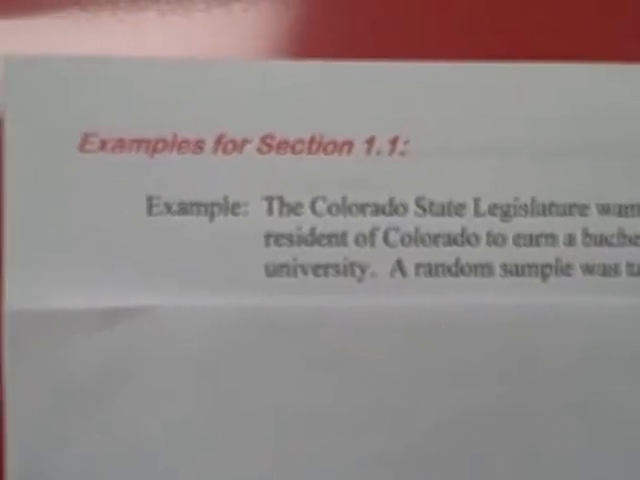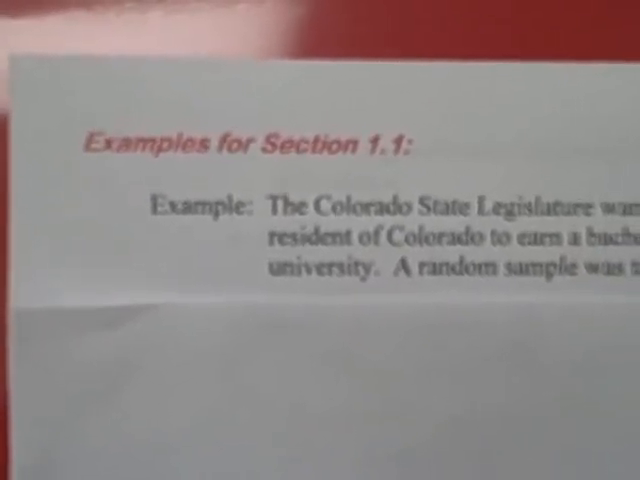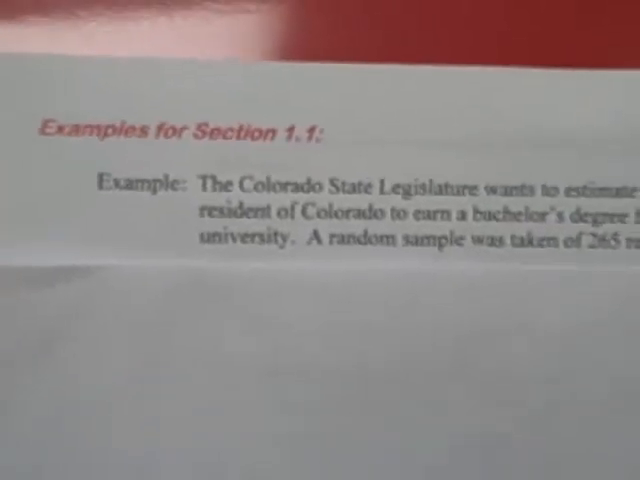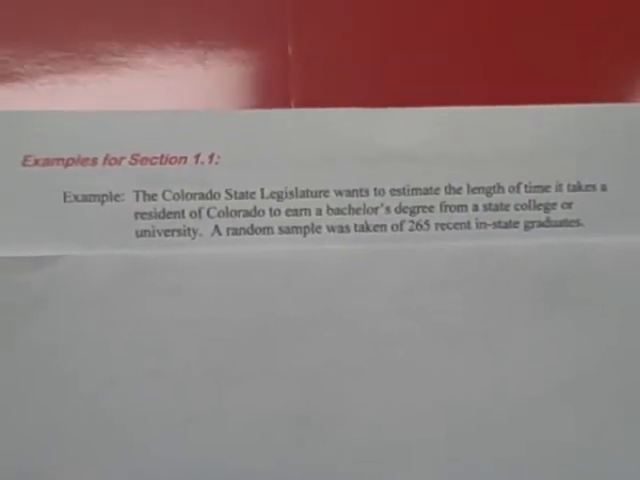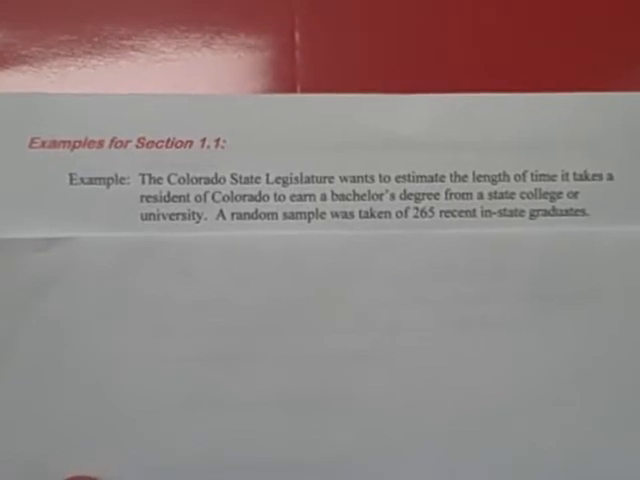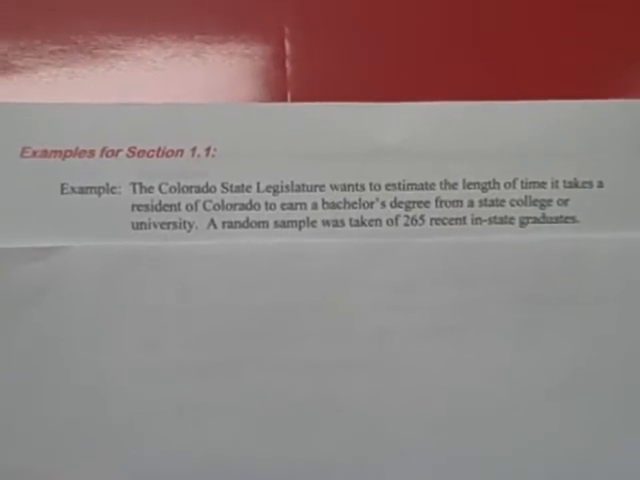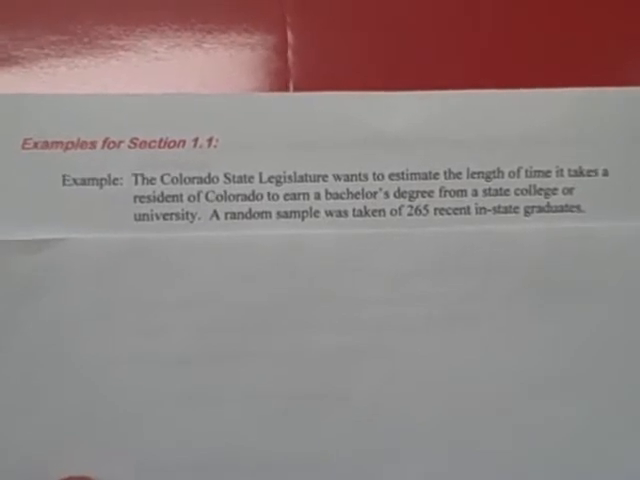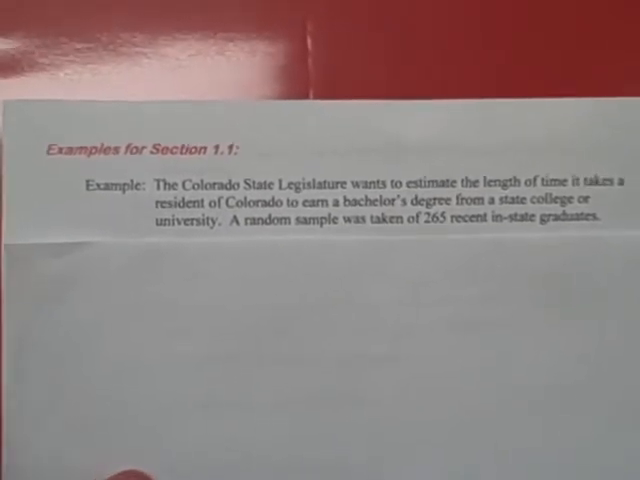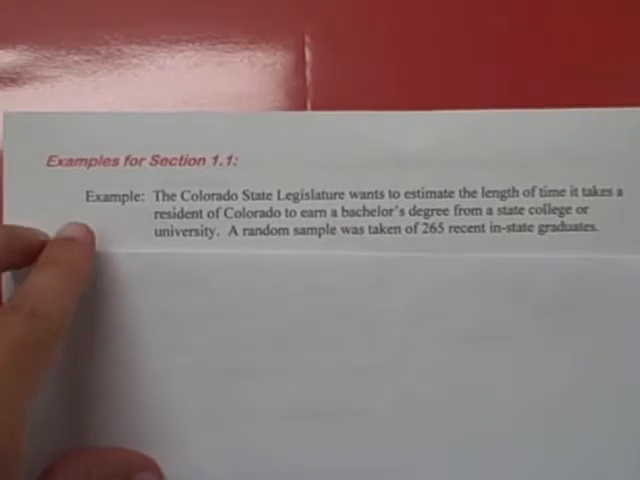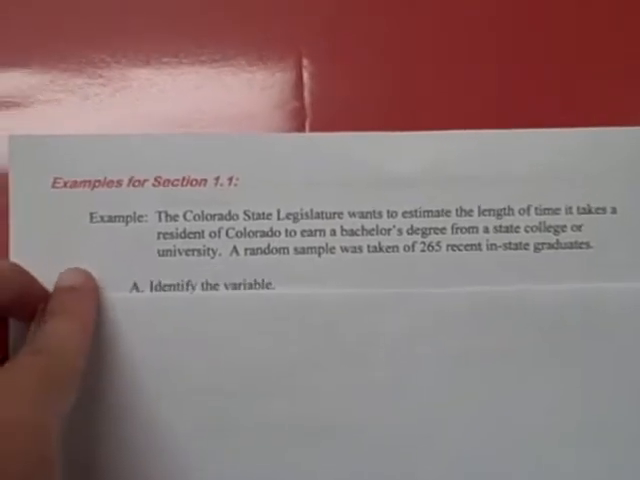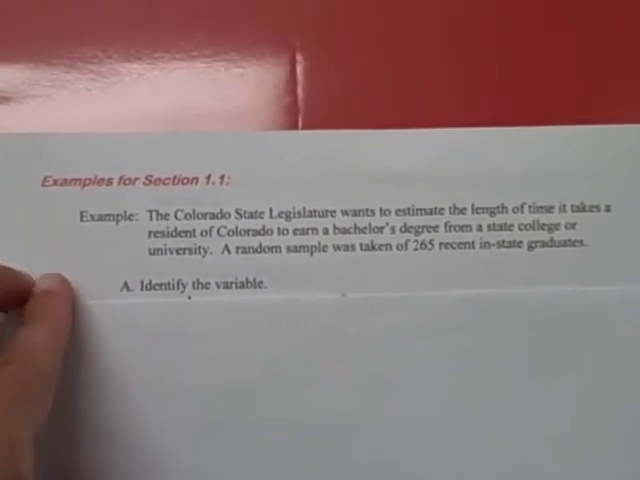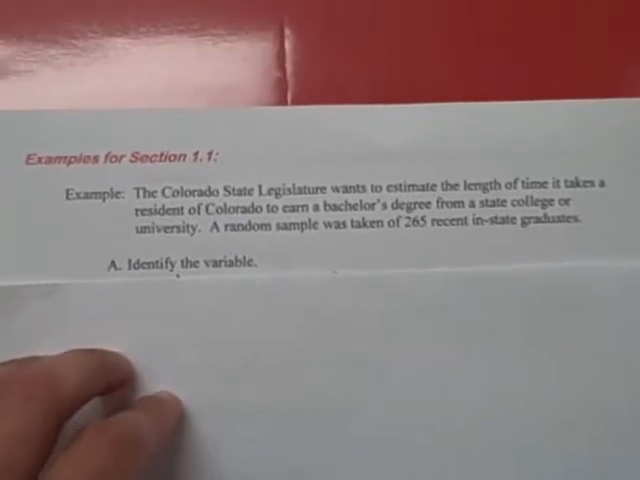Great, let's work through the examples for Chapter 1, Section 1. The first example says, the Colorado State Legislature wants to estimate the length of time it takes a resident of Colorado to earn a bachelor's degree from a state college or university. A random sample was taken of 265 recent in-state graduates. The first question asks us to identify the variable.